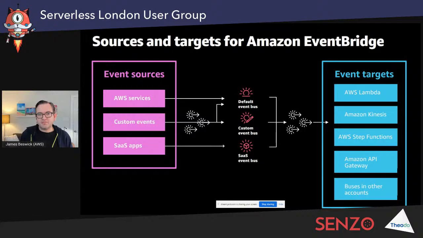There are many targets potentially available too, including Lambda, Kinesis, Step Functions, API Gateway, EC2 instances, SNS topics, SQS queues. You can also route events to buses in other AWS accounts. So this flexible and non-prescriptive design allows you to create a very wide variety of different integration patterns. And there are three of them I want to show today that I think are kind of interesting.